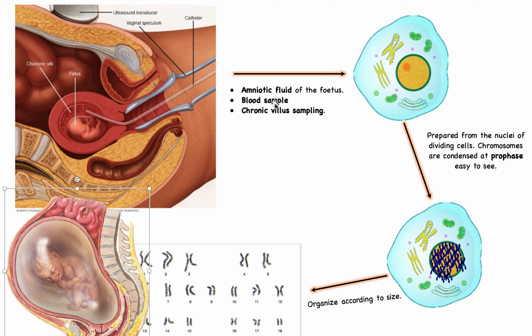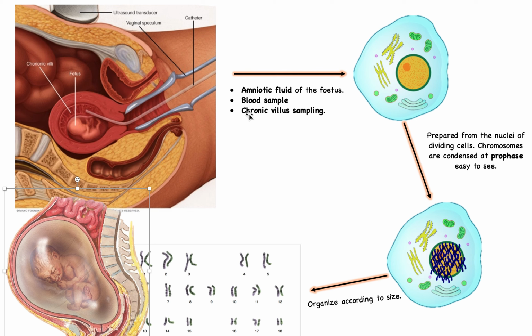Second one is blood sample. So that's, for example, if an adult or something like that wants to look if they have normal chromosomes or things like that, or if they have a specific disease. Then you just take a blood sample, because that's simple for an adult. Just for a baby, it's quite difficult because they're so small.